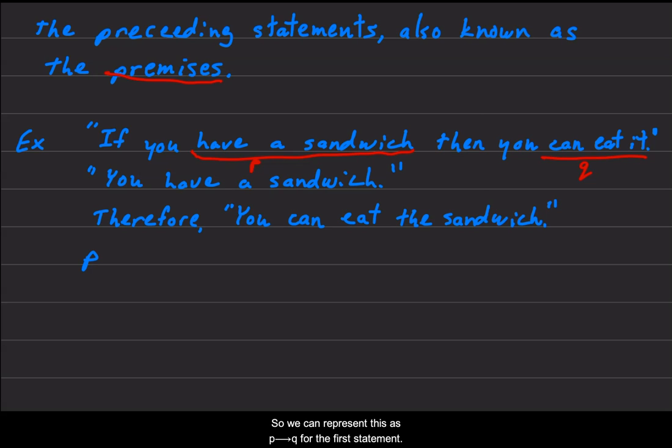So we can represent this as P, then Q for the first statement. The second statement is P, because you have the sandwich. And then the conclusion, the three dots again being therefore, you can eat the sandwich. So now we've taken these three statements, represented them by propositional variables, and we've come to our conclusion that you can eat the sandwich.